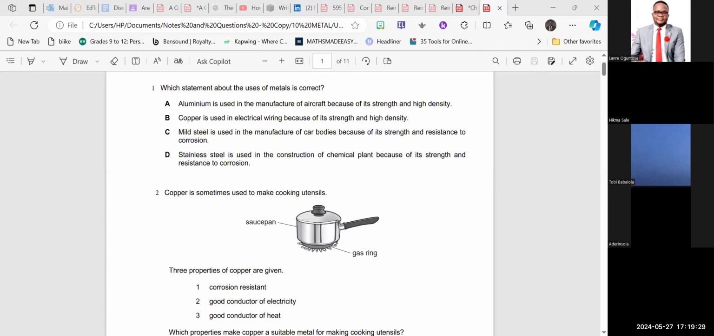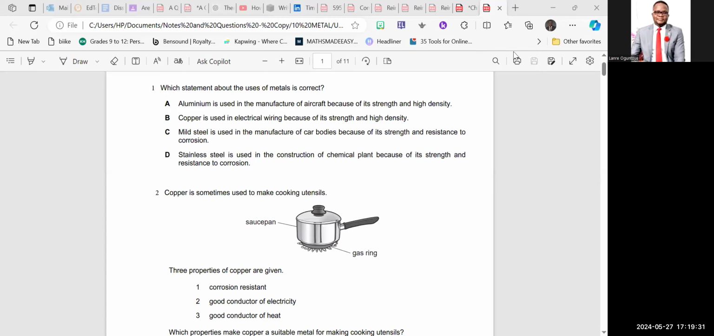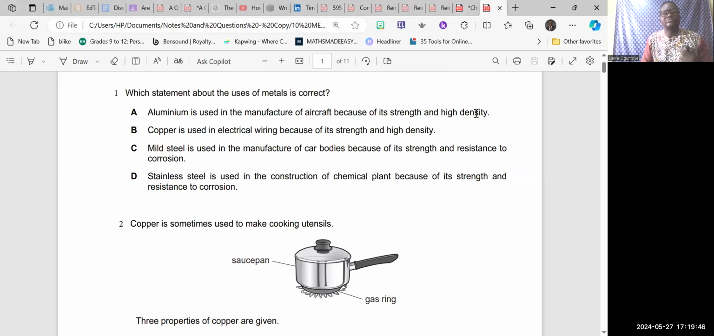Okay, so before others fully join, let's focus on these questions. I'll just take one or two, then I'll move on to the next thing. Which statement about the use of metal is correct? You can see these questions, they can be very tricky. Anyone? Quickly.